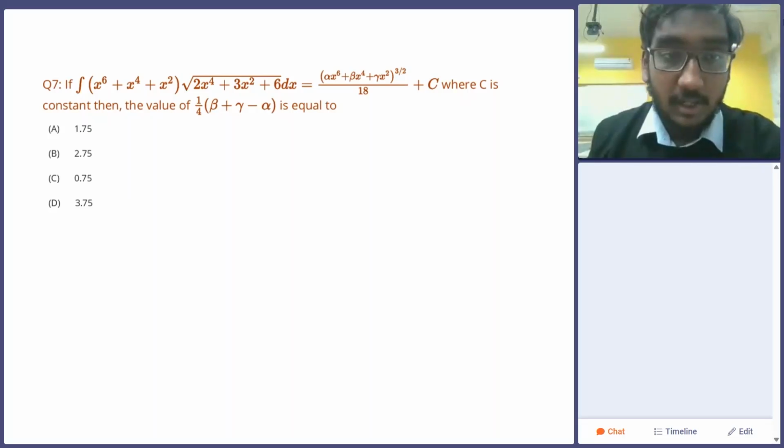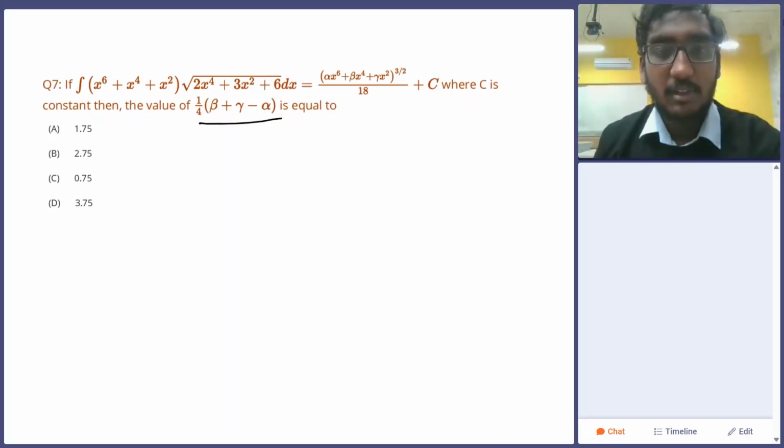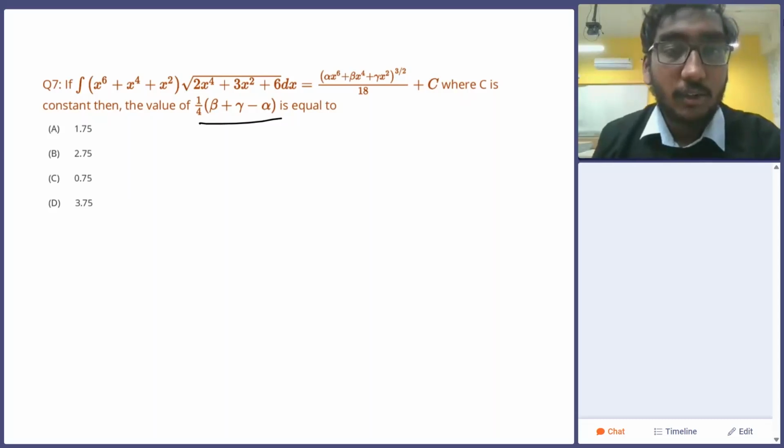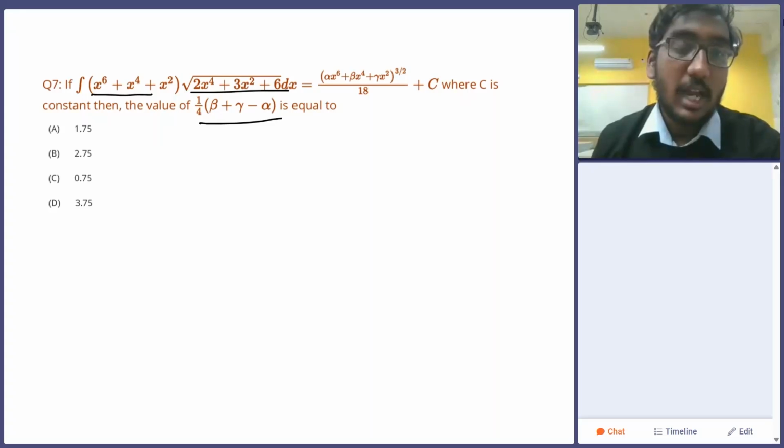And they have given something, and they have equated it to something else and are asking the value of alpha, beta, gamma, and a combination of that. So what you can do is check whether there is any way in which, if you put this as t, you will get the derivative here. See, the order of this particular function should be 5. I mean, the highest power degree should be 5 for the outer function.